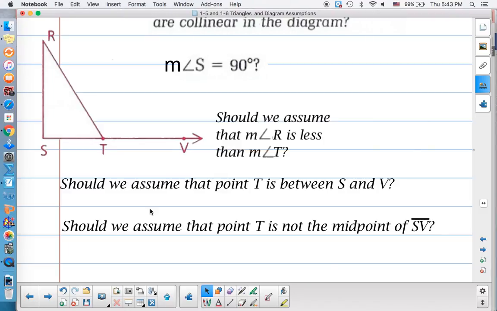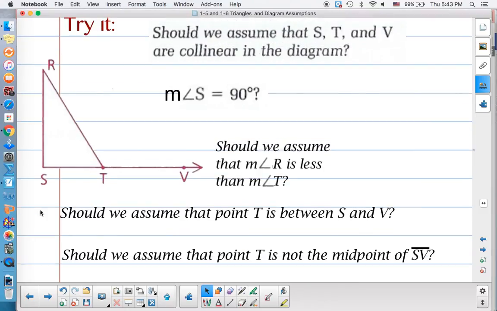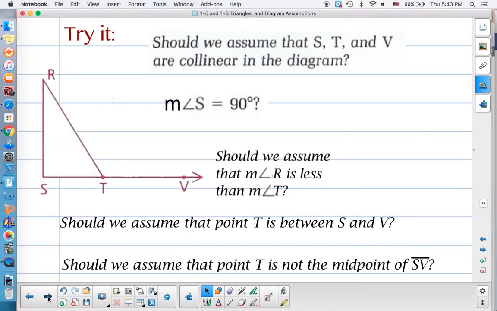Yes. Should we assume point T is not the midpoint of SV? This one we want to slow down because that word "not" is in there. Should we assume that T is not the same distance from S as it is to V? The answer to that's no. We should not make an assumption about the relative length of ST compared to TV. It's possible that it is the midpoint and it's poorly drawn. It's possible it isn't the midpoint. It would depend on what kind of markings and other things we could tell. Otherwise, we would have to say we don't know.